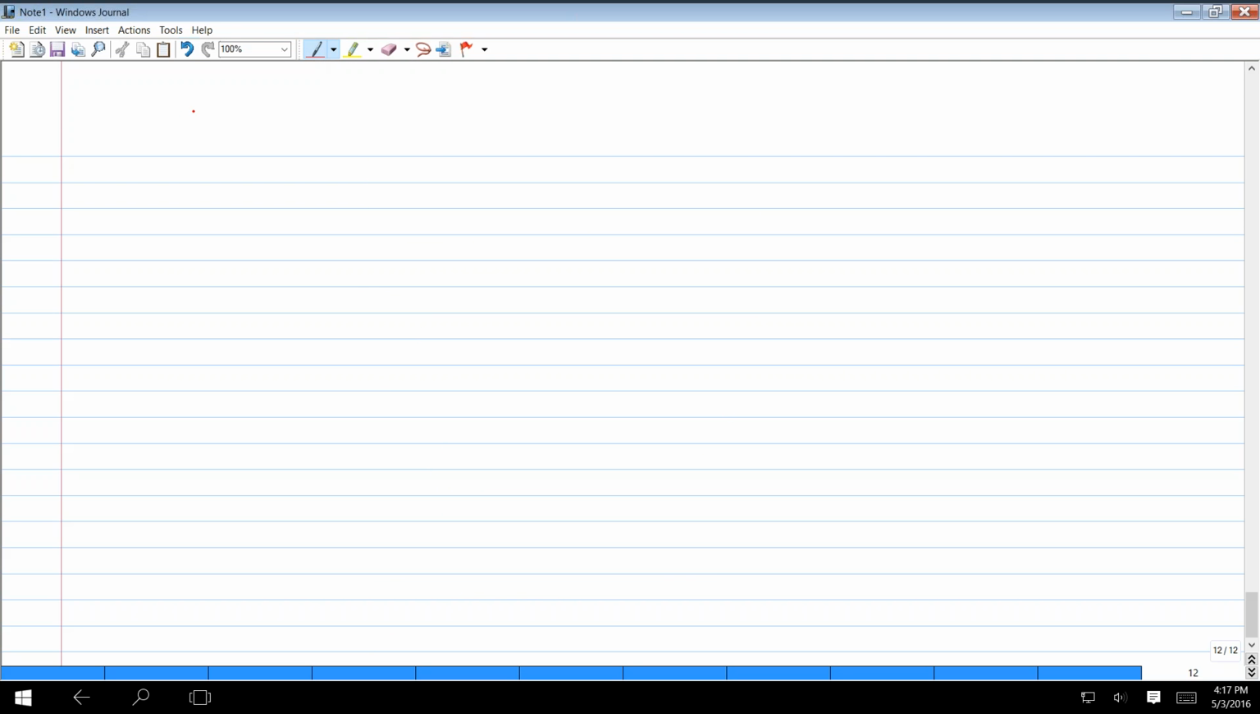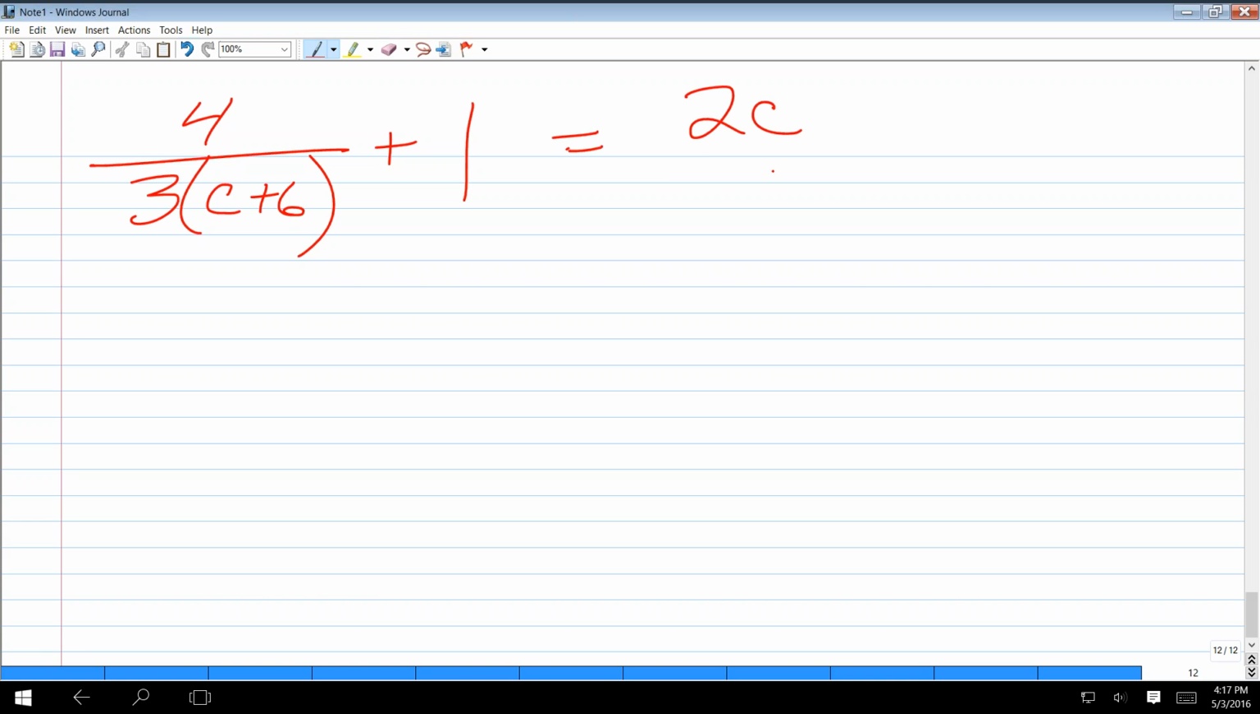4 over 3 parentheses c plus 6. I'm sorry, c plus 6? Yeah, c is in cat. End of parentheses and then plus 1, whole number 1, equals 2c over c plus 6.